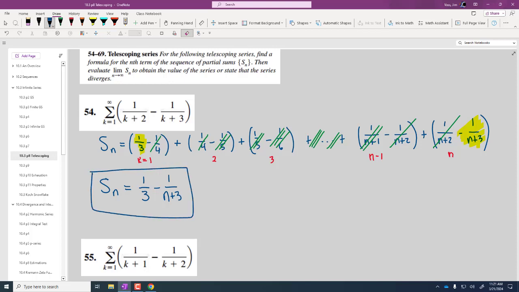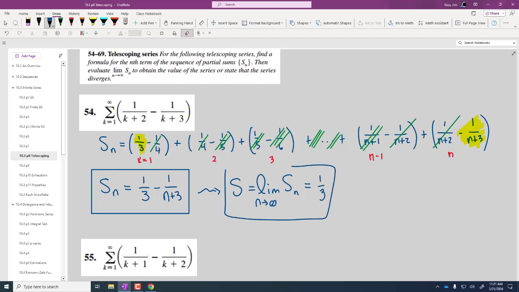So on the test, you're definitely going to be asked to find S sub n. So we want to find S sub n, and then we're going to find the sum. So S is the limit of S sub n, and what is that limit as n goes to infinity? 1/3? Yeah, 1/3. So that's going to be the sum of the series. So we found S sub n and we found S.